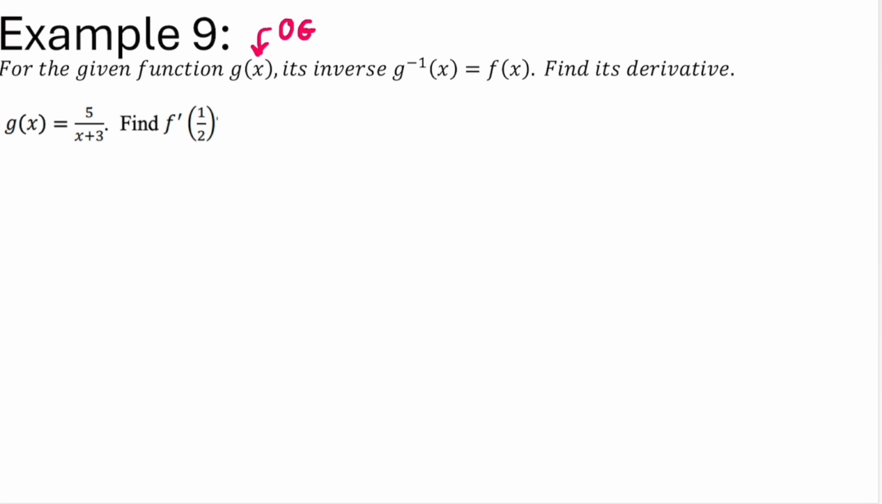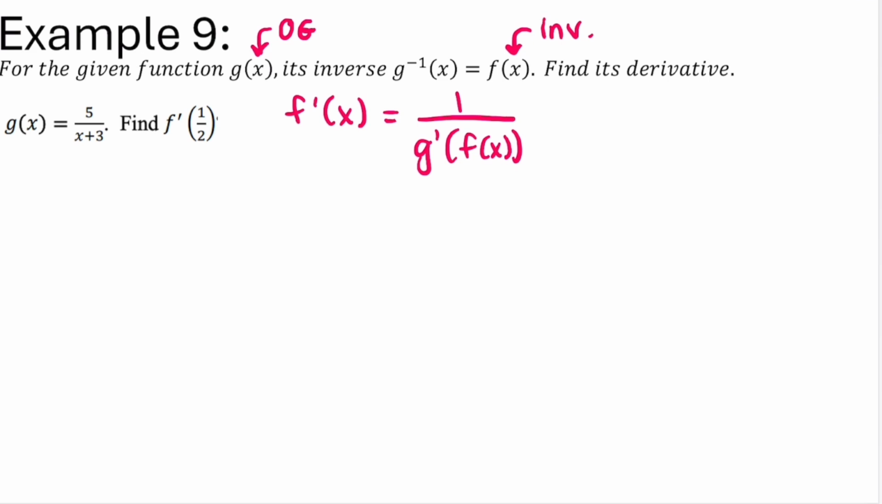So that's my OG. F is my inverse. So when I set it up, I'm trying to find f prime. So f prime of x is going to be equal to 1 over g prime of f of x. And I'm going to be trying to evaluate this at 1/2. So f prime of 1/2 is going to be equal to 1 over g prime of f of 1/2.